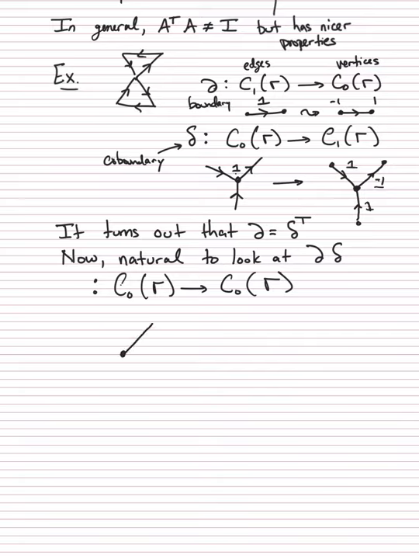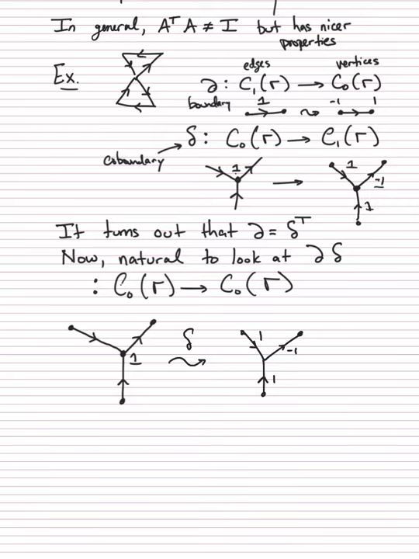I'll do the last example here. I had a 1, and I'll just put some random orientations. Now I hit this with my delta. So I get a 1 here, a 1 here, and a -1 here.